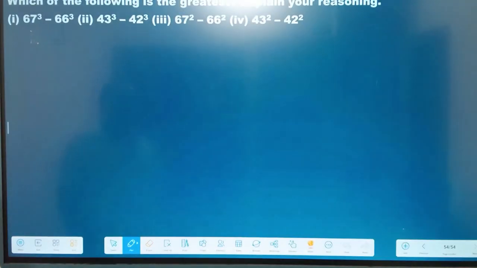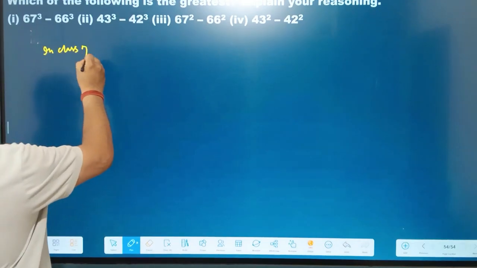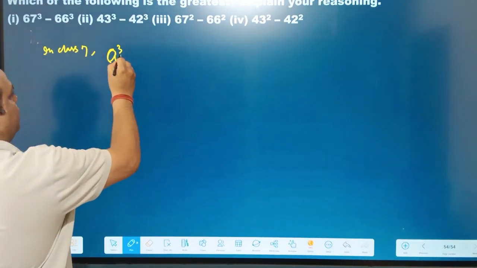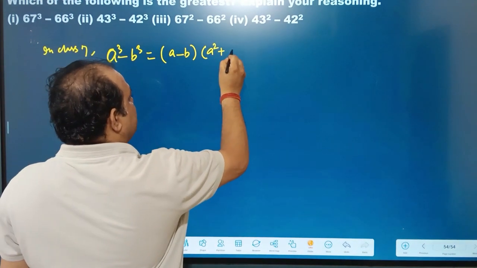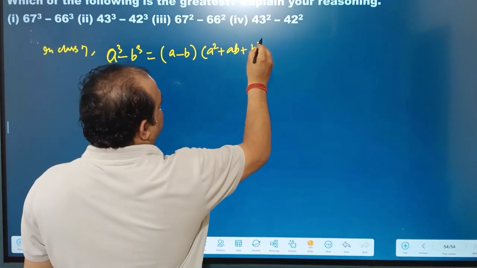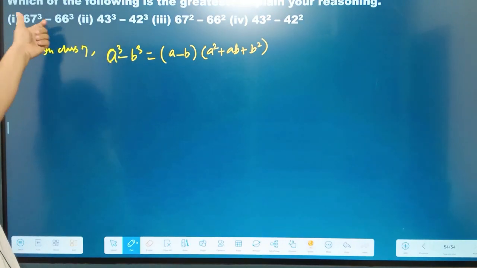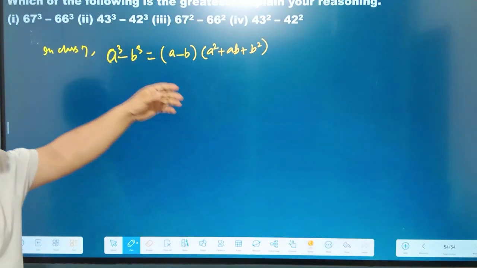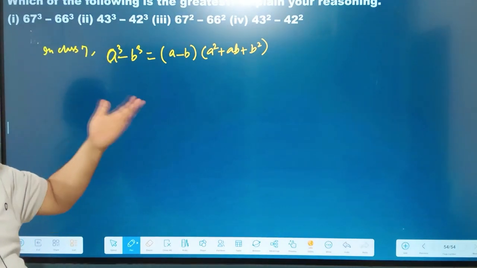Now, which of the following is greatest? Explain your reasoning. This is the last question of your chapter. So, in class 7, you must have studied the formula a cube minus b cube is equal to (a minus b)(a square plus ab plus b square). You can use this, right? It will be easy. Else, you can simply find 67 ka cube how much, 66 ka cube how much, and then your subtraction. That would be a tedious task.